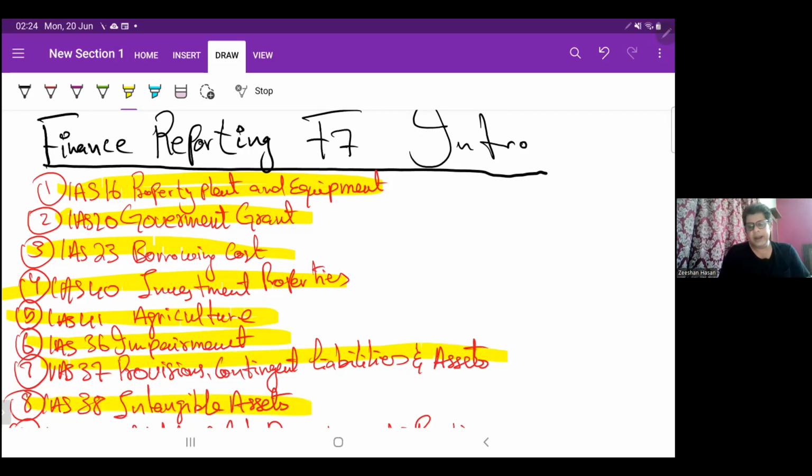Then IAS 38, intangible assets. What are intangible assets? What are their recognition criteria and measurement criteria? When to recognize goodwill, and when not to? What is amortization? What are the accounting treatments of definite and indefinite life intangible assets? What is research cost and its accounting treatment? What is development cost and what is the criteria to capitalize the development expenditure?